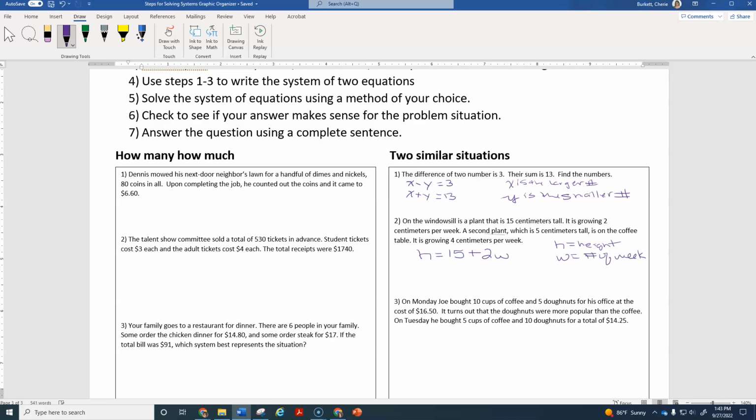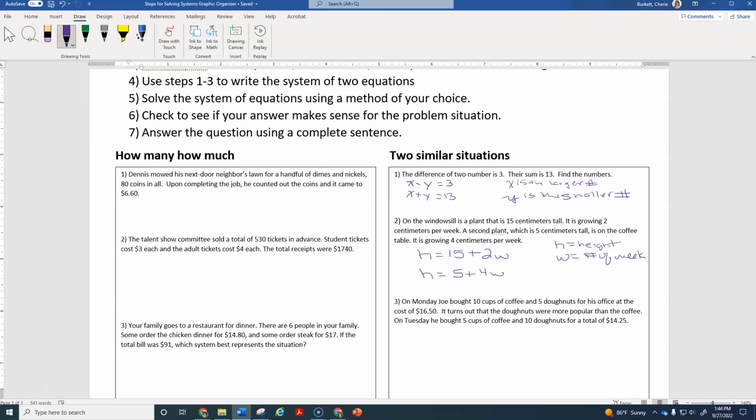Okay, so that's situation number 1. Situation number 2 is going to be very similar. We have the height again, and we have a plant that is 5 centimeters tall. It's sitting on the coffee table. It's growing at a rate of 4 centimeters per each week. I would solve that system by graphing, or maybe substitution. I would probably do it by graphing. But certainly substitution will work because they're both set equal to H, so you just set them equal to each other.